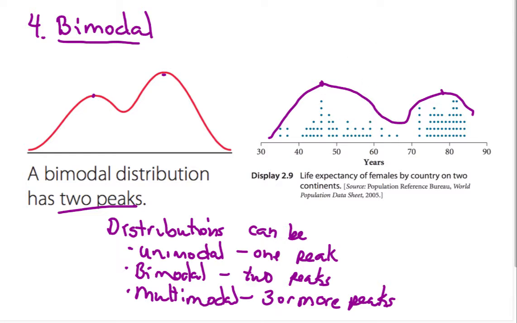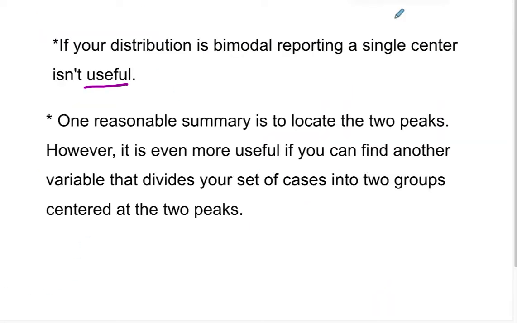That could be misleading. This is where our measure of center would be if we did not take account that we have two main peaks. And that could be misleading to a reader and not very useful. So one reasonable summary is to locate the two peaks. However, it is even more useful if you can find another variable that divides your set of cases into two groups that center at the two peaks.